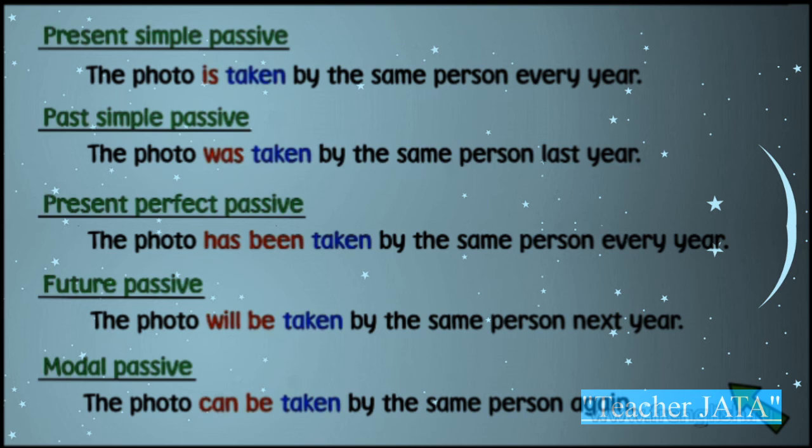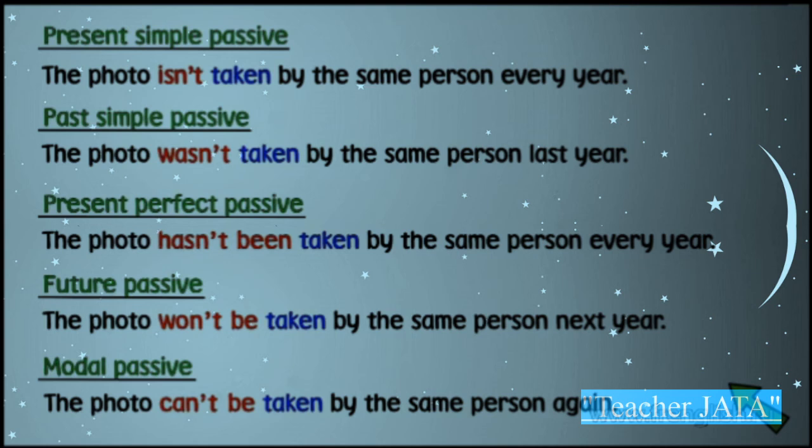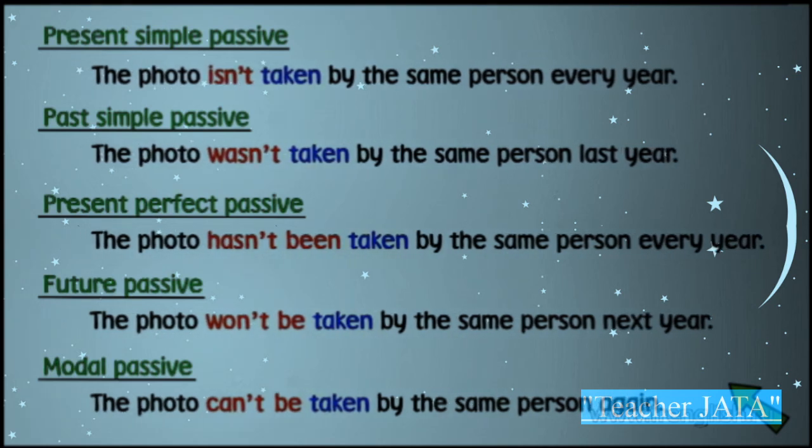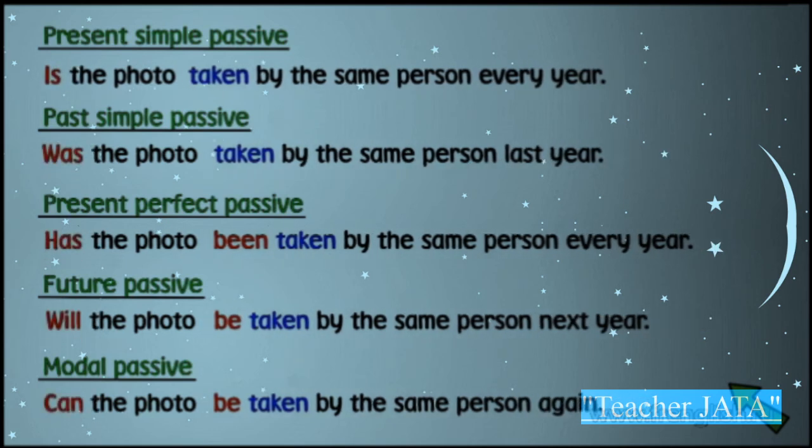To form the negative, we add not to the auxiliary verb. As with the verbs in active sentences, these can usually be contracted. To form questions, we put the auxiliary verb before the subject.